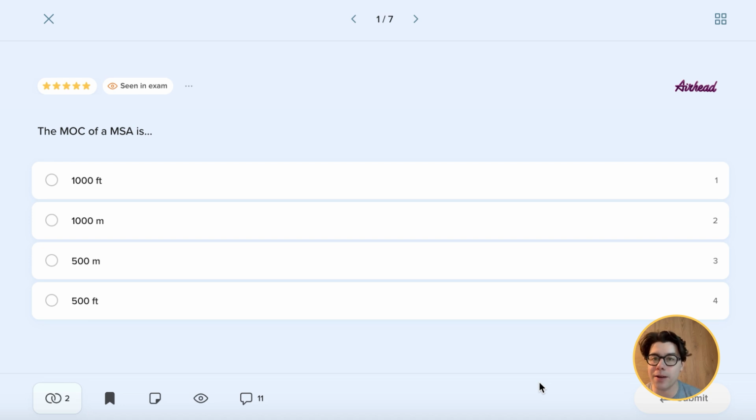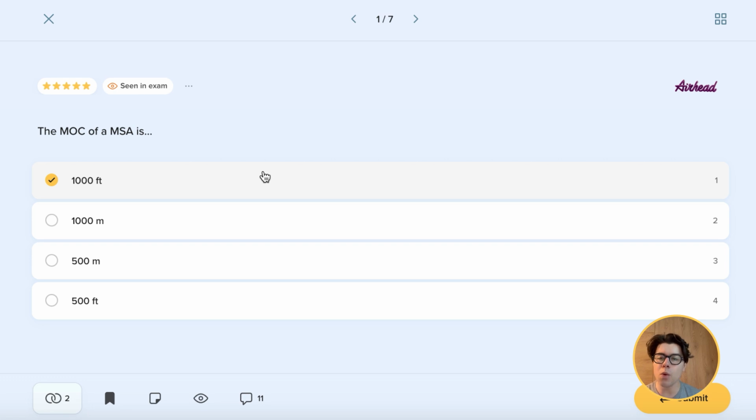The MOC, or the minimum obstacle clearance of a minimum safe altitude, or the MSA, is... And of course, the correct answer here will be 1,000 feet. This is one of these easy points that if you know, you know. And of course, it's also good to remember what an MSA is.